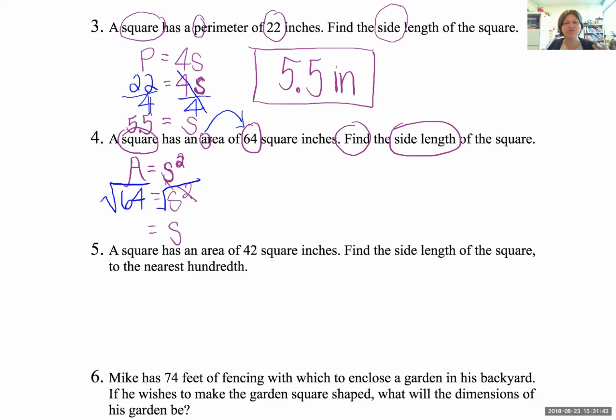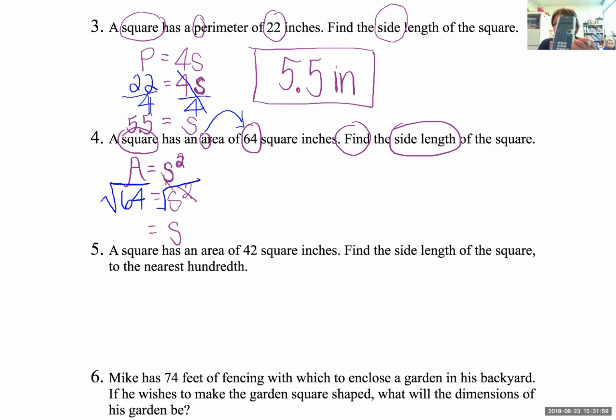Now, this one is a perfect square, so I would hope that you have this memorized. It's very useful to memorize your perfect squares for the GED. But if you don't, your TI can do this, but it's a little tricky. A lot of people don't know how to do it. So I'm just going to show you.